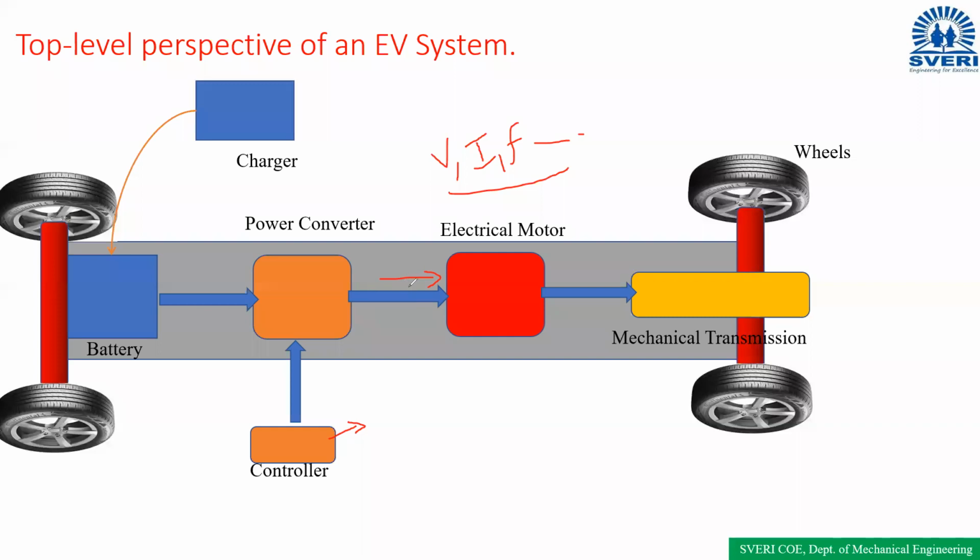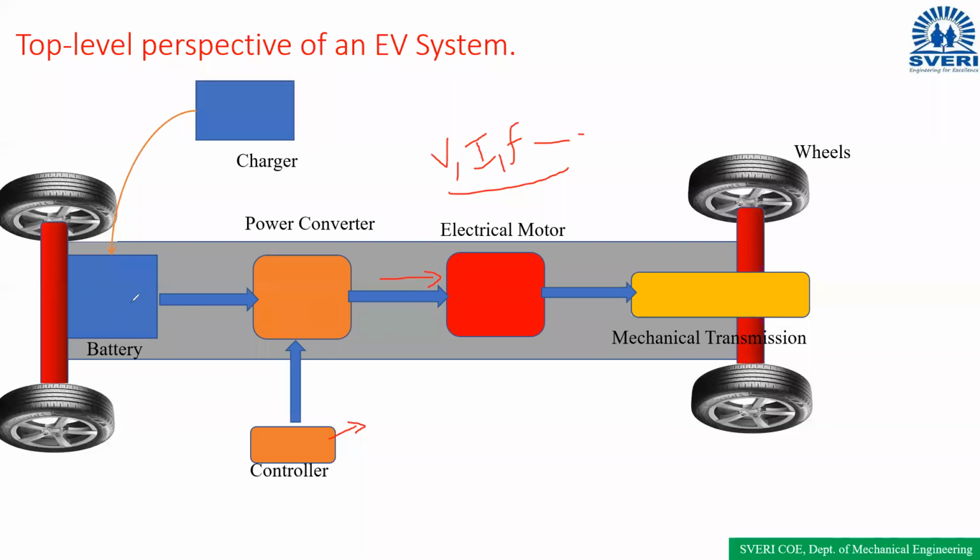If this power is controlled, then automatically the speed of the electrical motor is also controlled. When the electrical motor speed is controlled, then ultimately the vehicle speed is also controlled, maybe increased or decreased. It is clear. This is the simple overview of the electrical vehicle block diagram.